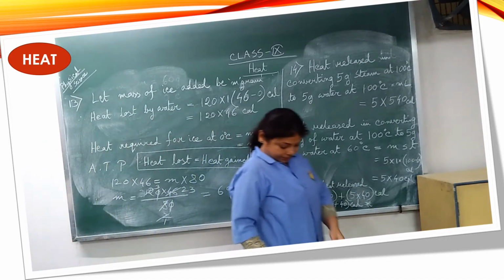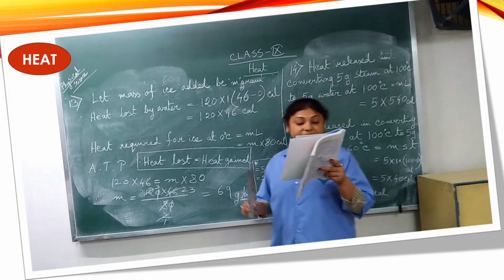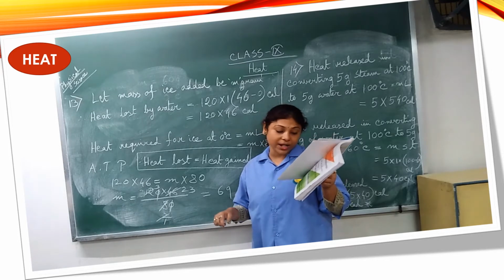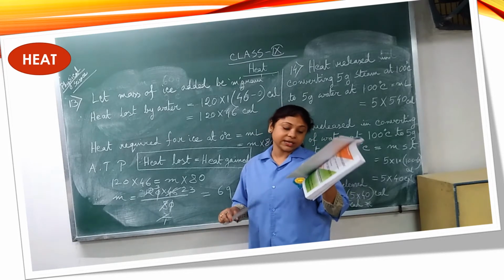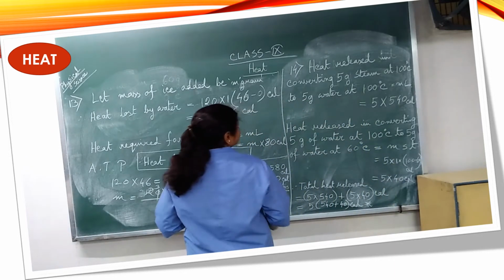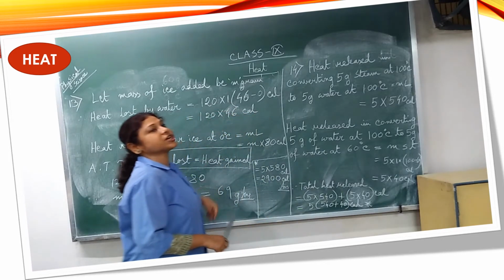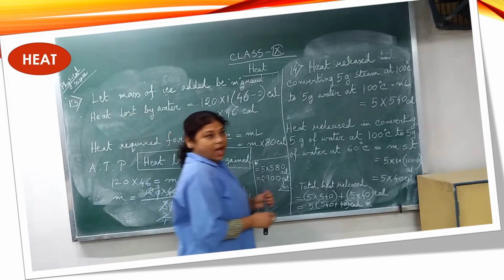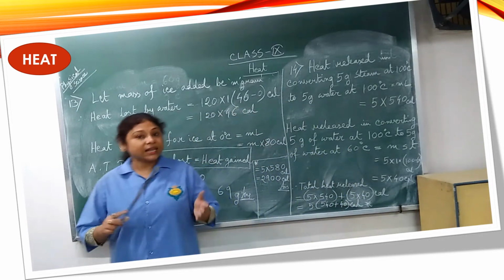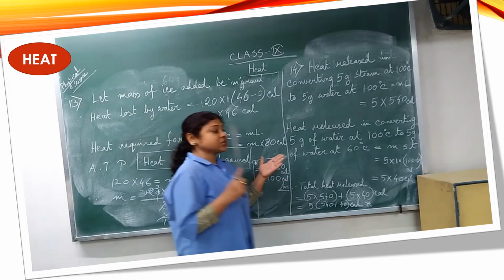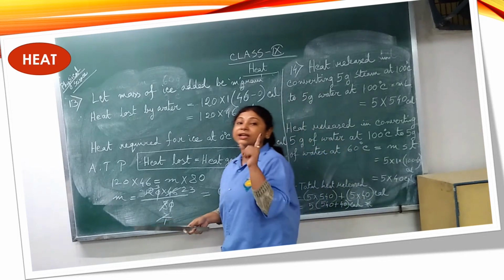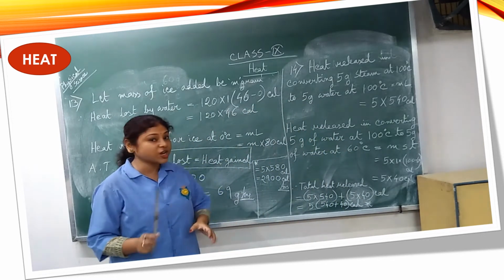Now the next sum. How much heat is released in converting 5 gram of steam at 100 degrees Celsius to water at 60 degrees Celsius? Latent heat of steam is equal to 540 calorie per gram. So let's start. Before starting the sum, I want to tell you, like ice at 0 degrees Celsius, I told you just now, 80 calorie latent heat, ice and water. Like this, at 100 degrees Celsius, steam and 100 degrees Celsius water both have 540 calorie latent heat. There is also a conversion, don't forget this.